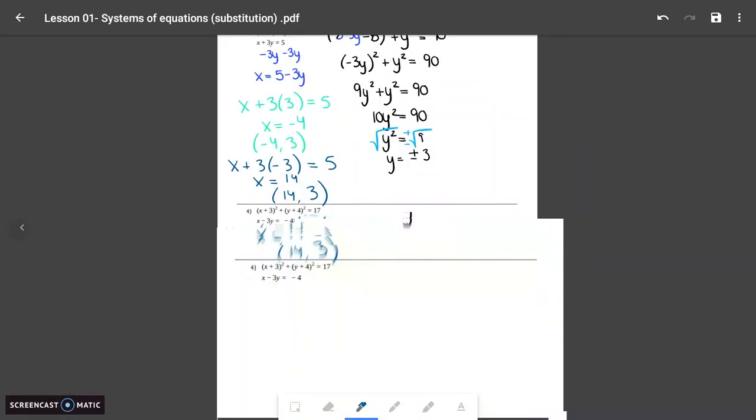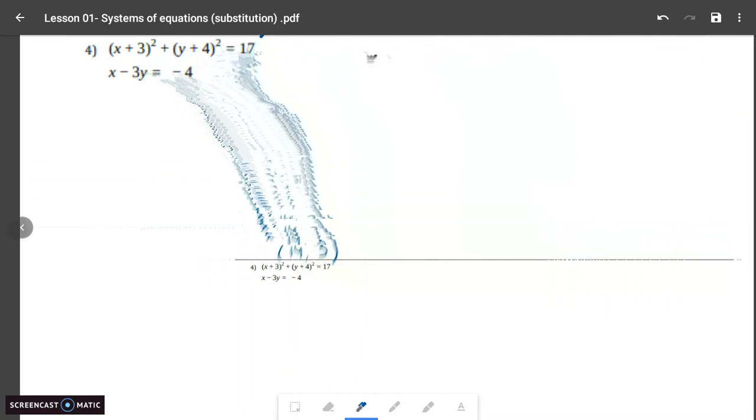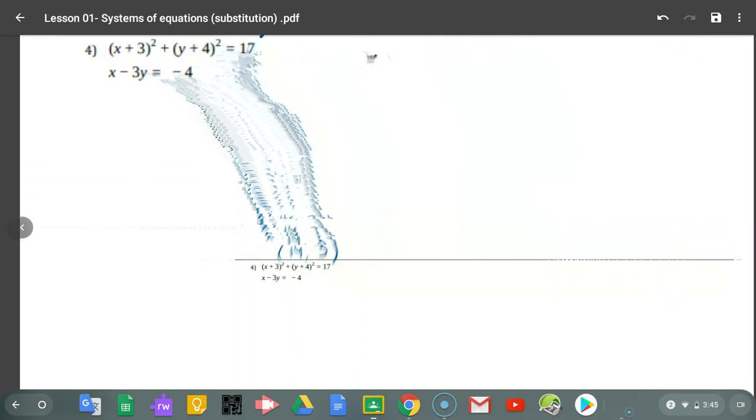Last one here. Go ahead and try this one on your own. So pause the video. I would isolate x in the bottom. That would be my attempt, and then plug that in. Now, there will be a lot of distributing here, so be careful and make sure you multiply everything through. Remember, there's a lot of messy distributing.